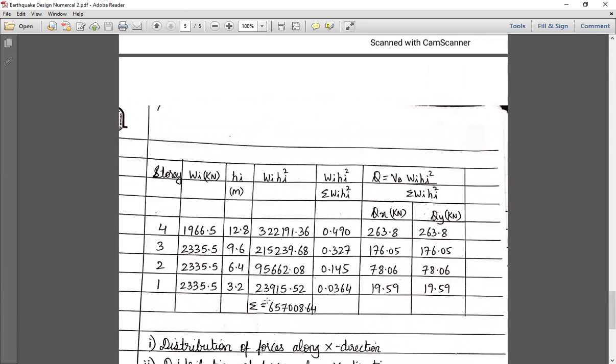And this is the summation. The summation of Wi into Hi square I have calculated here. So this is nothing but the ratio of this upon this. Anyone, calculate and tell me whether this value is correct or not. ठीक है, ये रेशियो मुझे चेक करके बताओ, anyone.